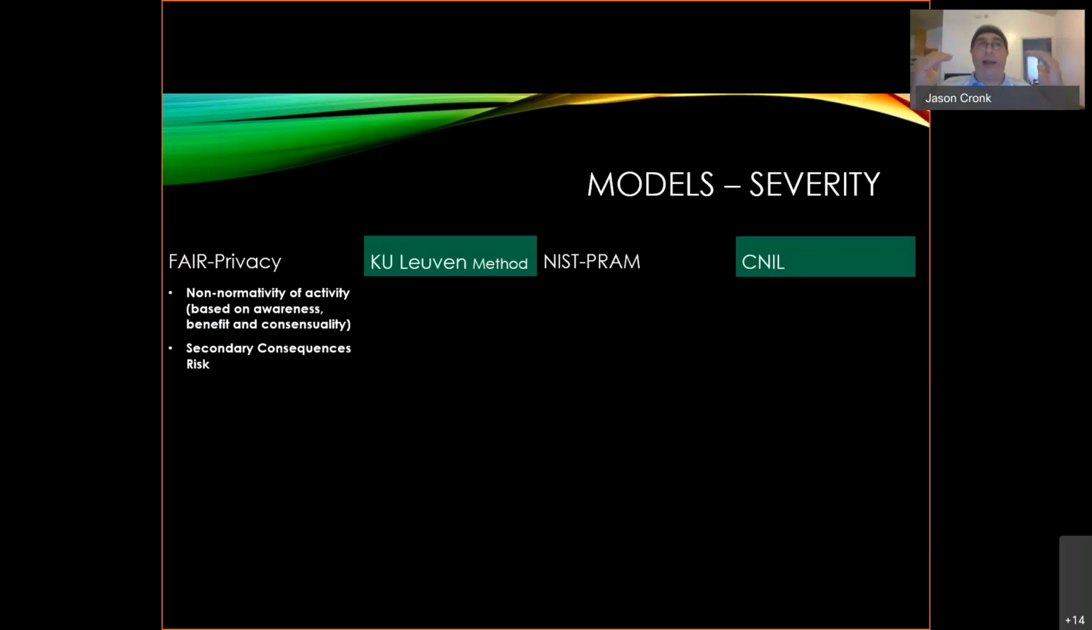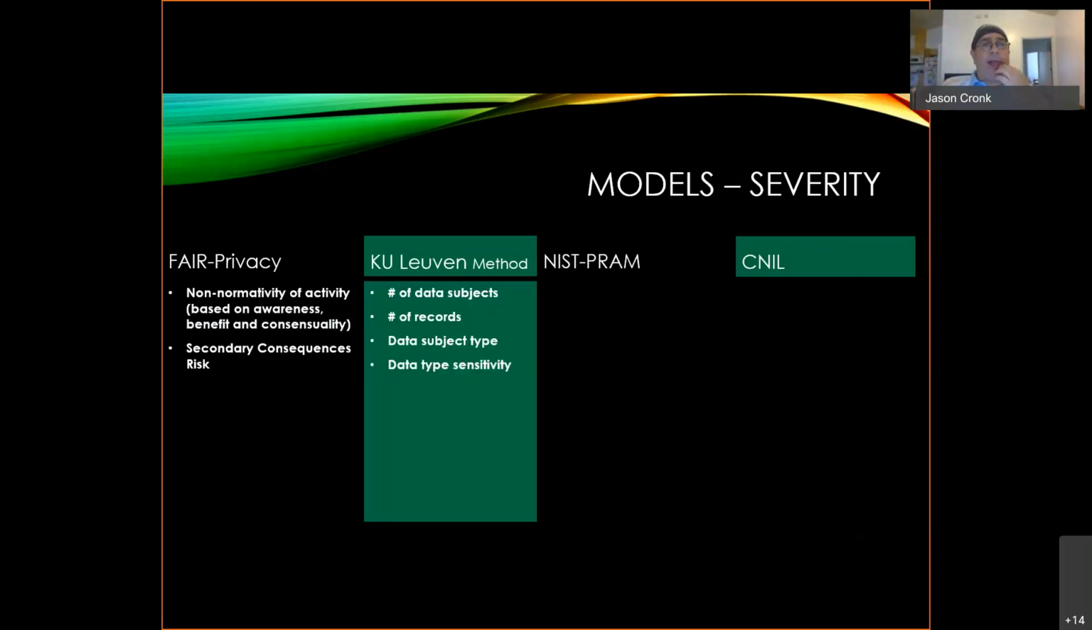Are they aware of what's going to happen? Did they benefit and did they consent? Then, of course, there's also secondary consequence risk. So beyond just the privacy harm happening, the severity of that privacy harm, there could be secondary, tangible consequences, like it takes time out of your day, it costs you money, you're embarrassed by it. There's all sorts of tangible and sometimes intangible psychological consequences that can result.